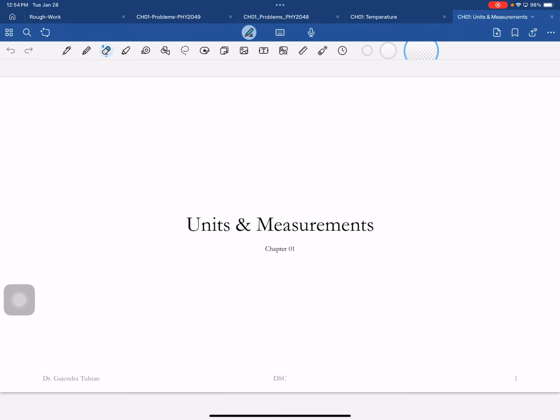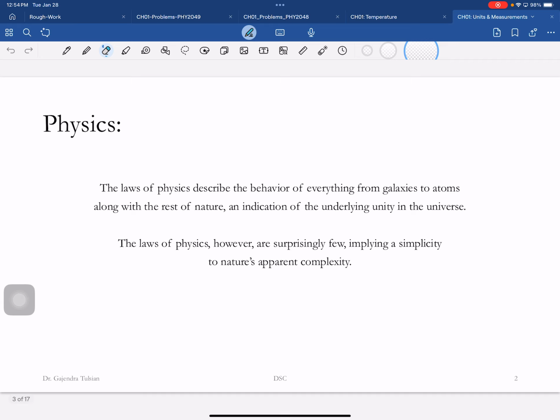All right, so the first chapter is on units and measurements. It's basically an introduction to the course. Physics is a fundamental science, and the goal of science is to explain everything in nature. We want to explain everything. So physics wants to explain everything from atoms to galaxies, how they behave. And you've been around and you see nature is fairly complex.